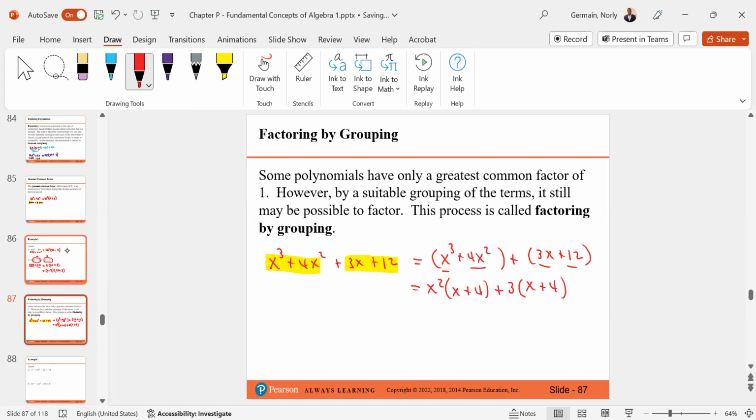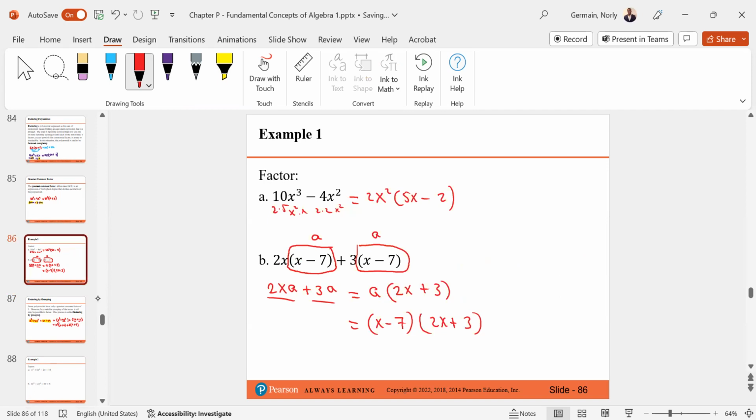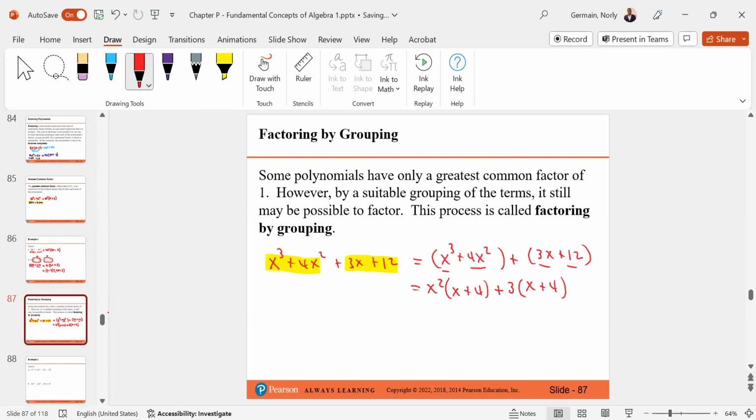Now, if you remember in the previous example, x minus 7 was a common factor. Now look at this one. You have x plus 4 and x plus 4 as a common factor. So we can pull it outside. x plus 4 as a common factor. From the first parenthesis, we have only x squared left.